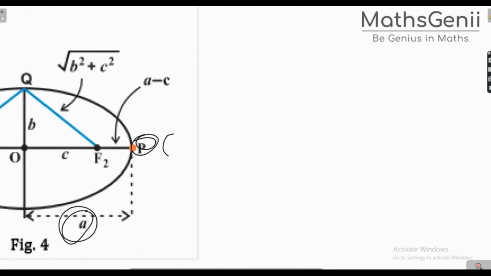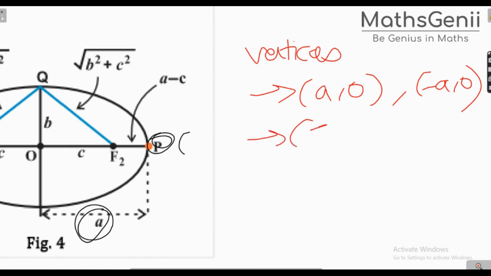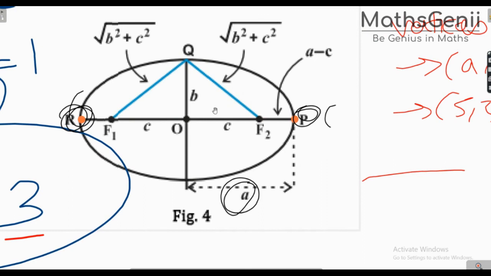So vertices are always of the major axis, remember. In this case, the vertices are (A, 0) and (-A, 0). So with A as 5, they are (5, 0) and (-5, 0). Vertices are always of the major axis. In this case, this is the bigger axis, and bigger axis means major axis. So we have found all the things.